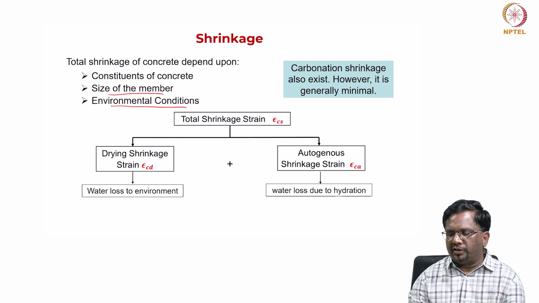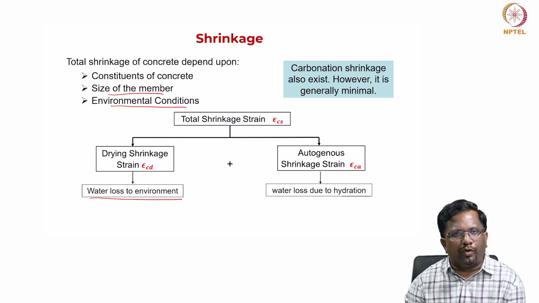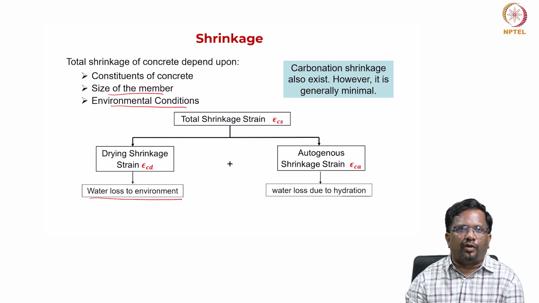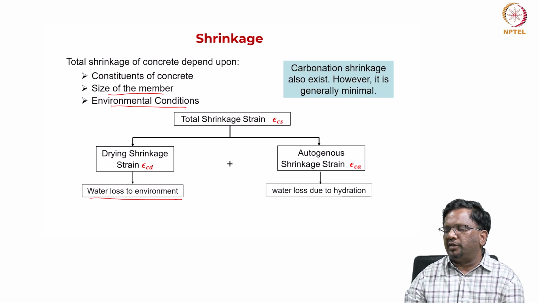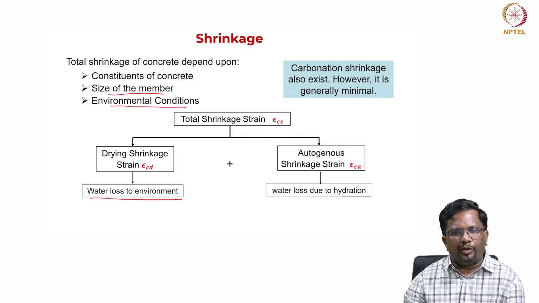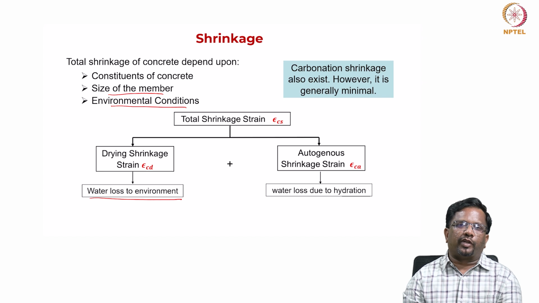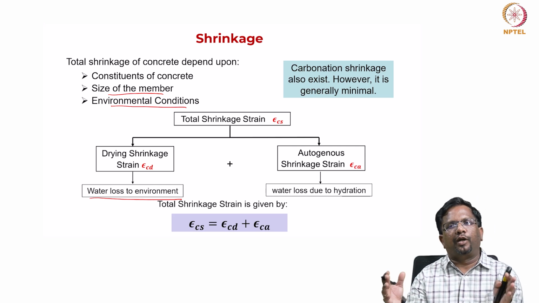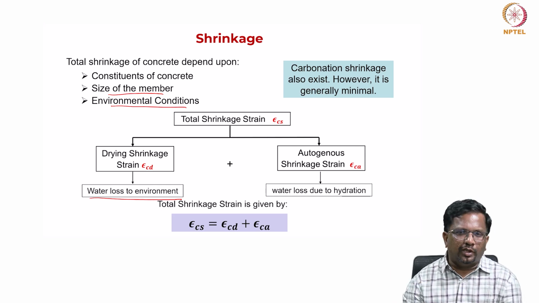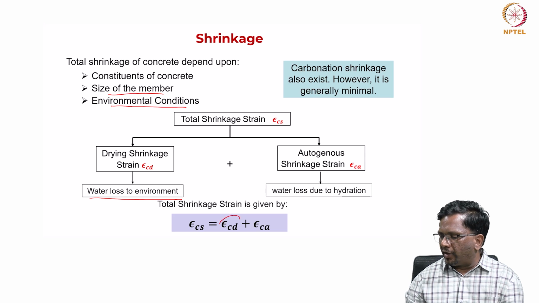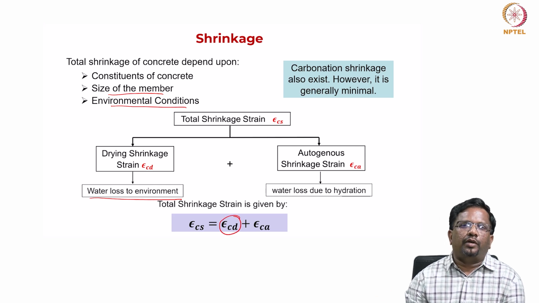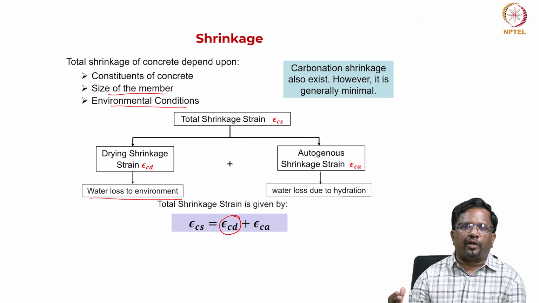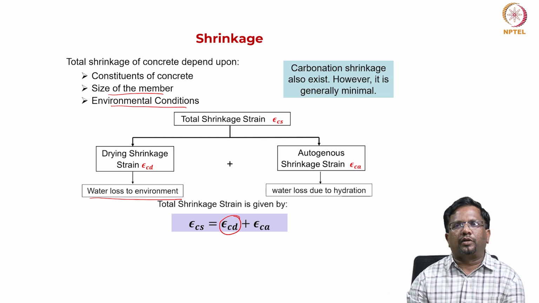Now, what is drying shrinkage? This is the water loss that happens due to the environment absorbing moisture from the concrete system. Autogenous shrinkage is the shrinkage or water loss that happens because of the hydration process, the chemical reaction. Both are important. From the calculations point of view, we club the two of them together and call it shrinkage strain. But typically the drying shrinkage is much higher than autogenous shrinkage, typically an order of magnitude higher.